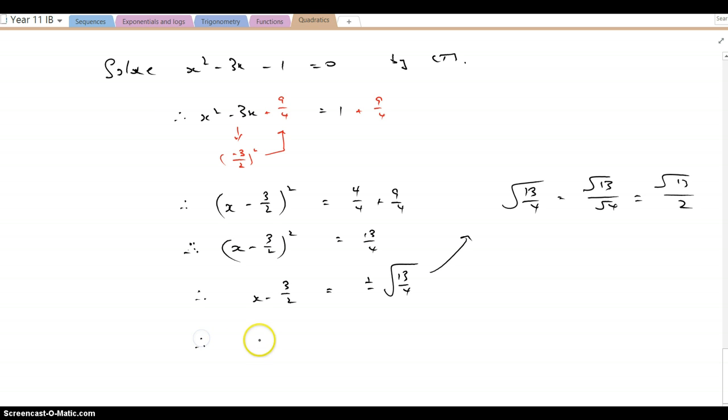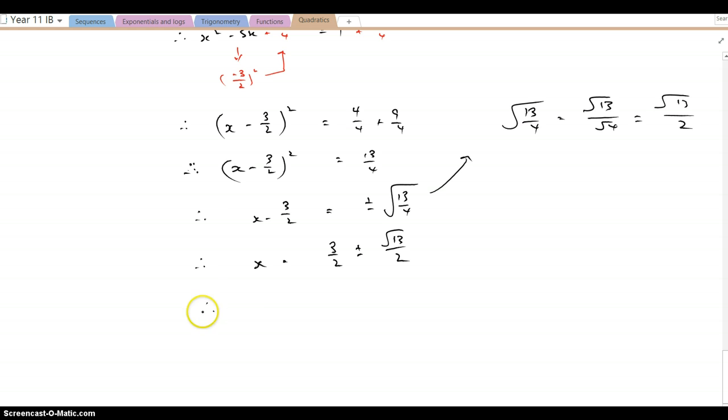So now what have I got here? I've got x equals 3 over 2 plus or minus the square root of 13 over 2. And you can see the benefits now of doing that, because I can put those two fractions together to form a nice single fraction, 3 plus or minus root 13 over 2. That is our solution. Superb.